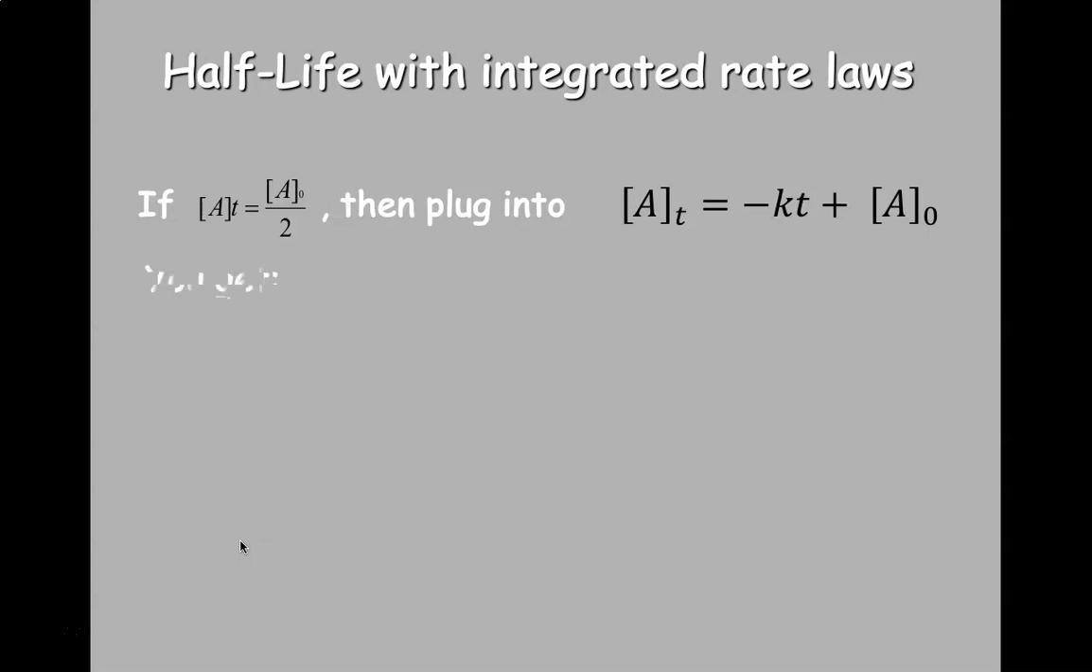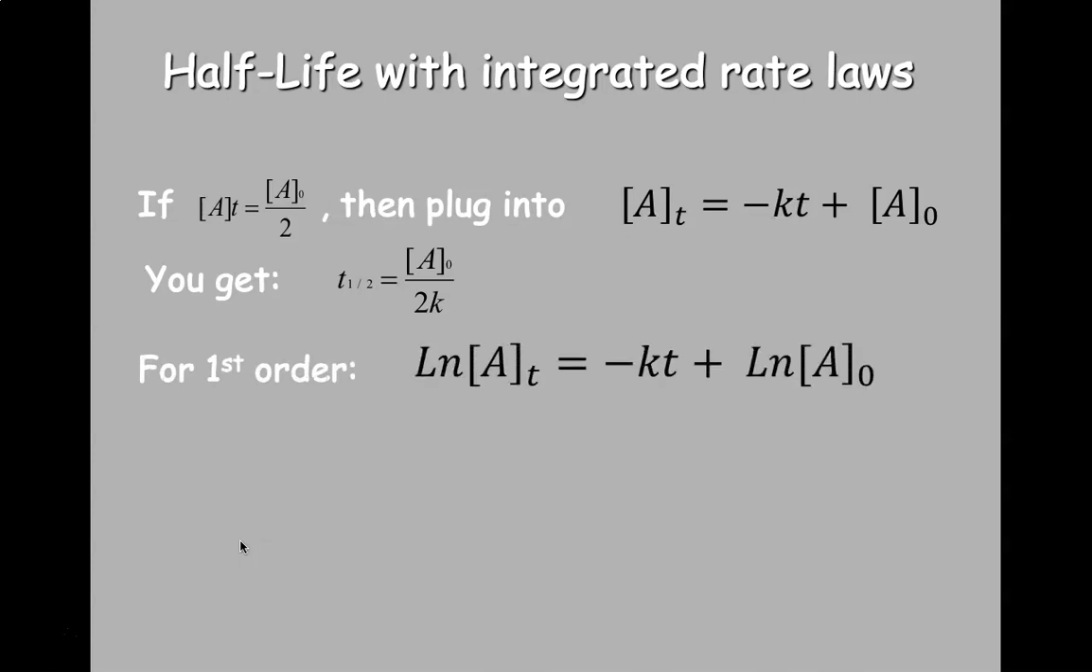Okay, welcome back. You should have gotten this. So the half-life of a zero order reaction depends on the concentration and 2 times the rate constant. All right, first order. Again, let's take the initial concentration over 2, plug that into this first order equation, and again, rearrange and solve for t. Please do that now on your paper.